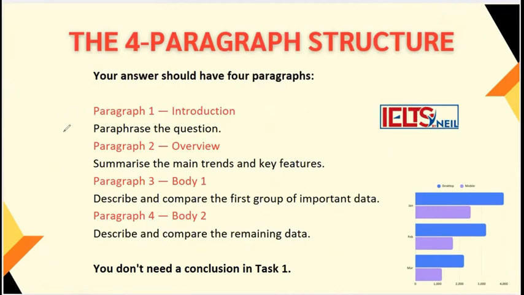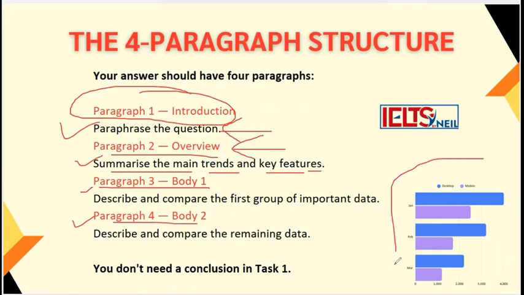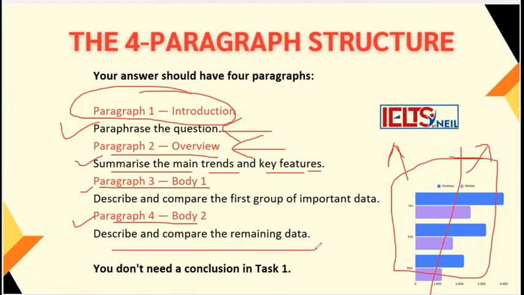Now, if you have a look here, there are 4 paragraphs that we have to write. First one is the introduction, in which we just simply paraphrase the question statement. Next is the overall statement, in which we summarize the main trends. Remember this, we never provide any detailed information in the overall. And next is the first body and the second body. So whatever the data is given to you in the bar graph, you just divide the data into 2 parts, first half in the first body, second half in the second body. And of course, we have to compare the data and talk about the important data as well.